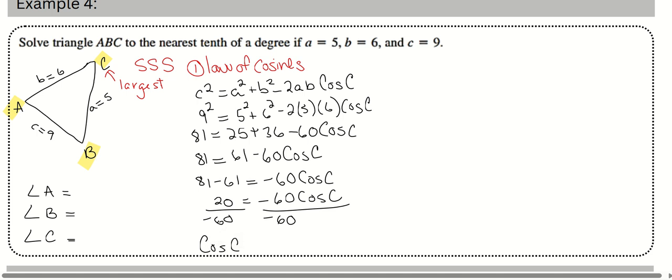Cosine of C would equal negative 1/3. I'm just simplifying 2 over negative 6. And then don't forget that to find C, this is just the cosine inverse of that. So C is about 109.5. So we have angle C.